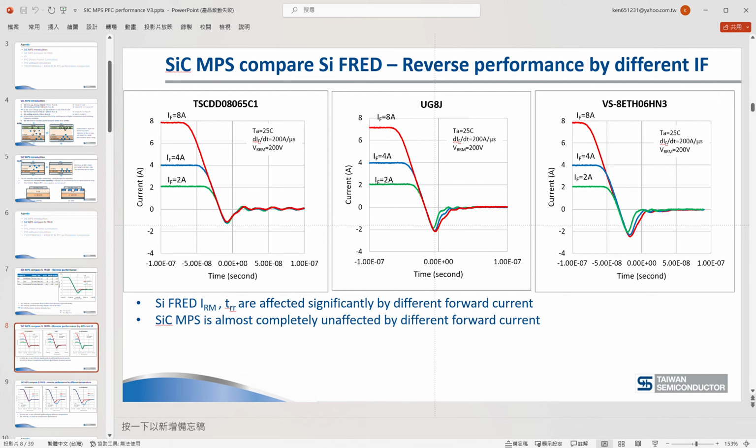But for silicon carbide MPS, when we apply forward current of 2 ampere, 4 ampere, and 8 ampere, the IRM and the TRR are almost the same, with no change. So for silicon-based FRED, the IRM and TRR are affected significantly by different forward currents. But silicon carbide MPS is almost completely unaffected by different forward currents.